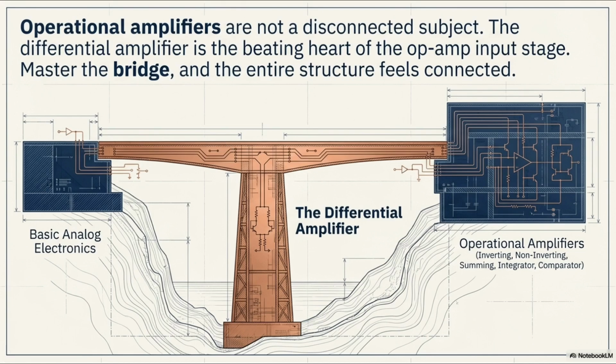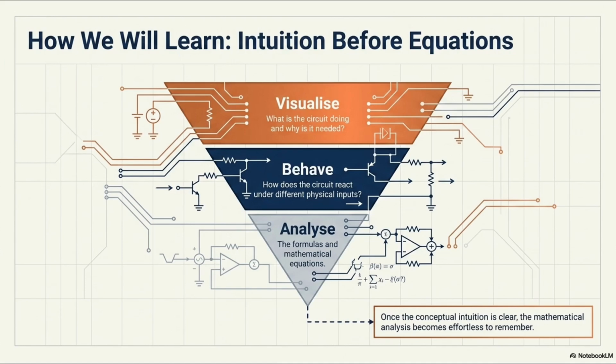As for the teaching style in this series, I will keep the explanation simple, visual, and concept driven. We will not rush into formulas too quickly. First we will understand what the circuit is doing, then why it is needed, and how it behaves under different inputs. Then we will move into the analysis. That sequence is important because once the intuition is clear, the equations become much easier to remember, right?